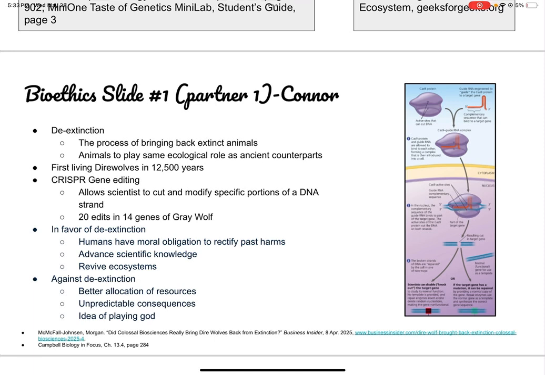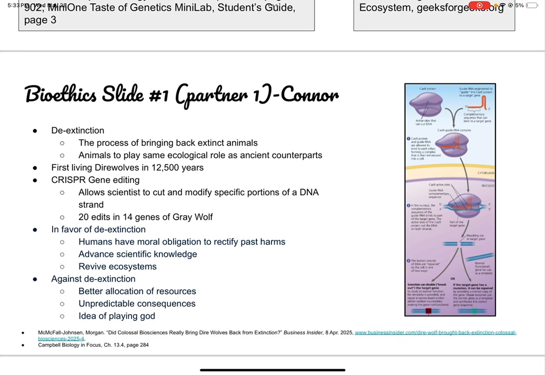De-extinction. The process of bringing back extinct species has moved from science fiction to reality. Colossal Bioscience recently announced the first living dire wolves in 12,500 years, using CRISPR gene editing to make 20 precise modifications across 14 genes in gray wolf DNA. This breakthrough raises profound ethical questions.